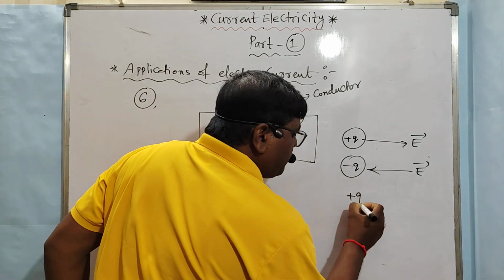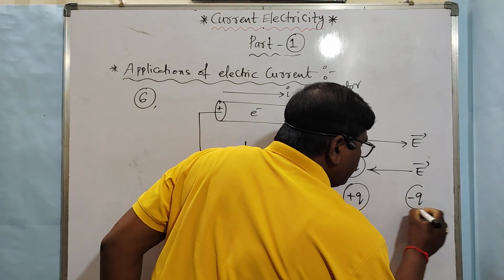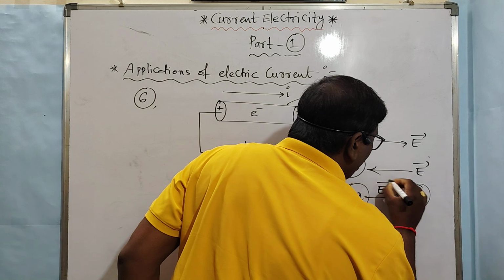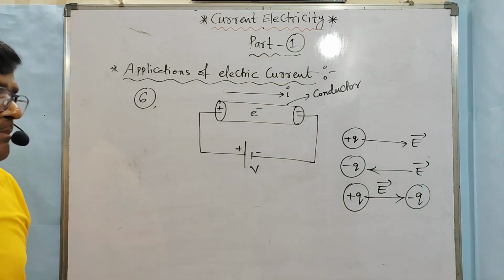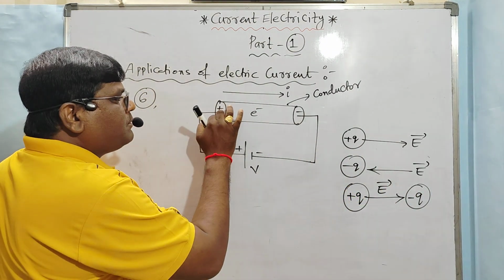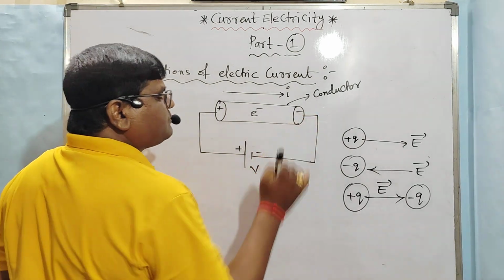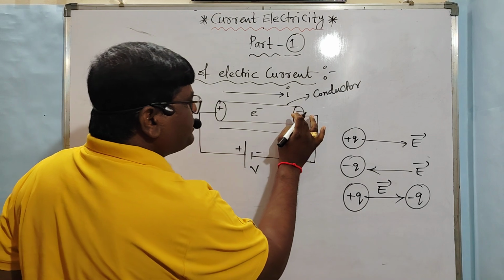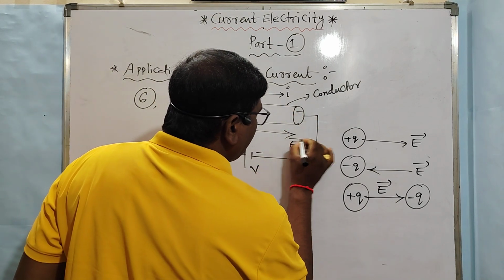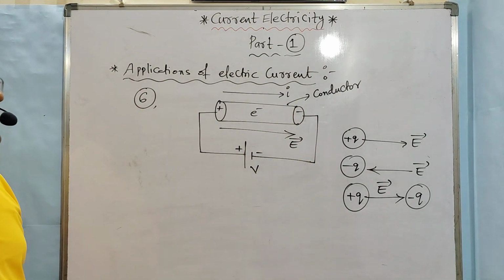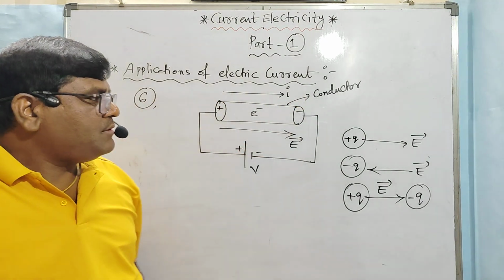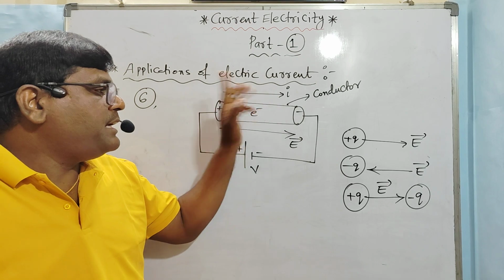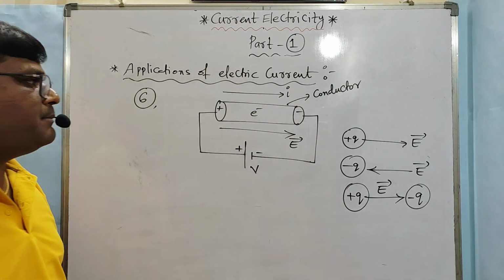For example, if it is here plus Q, and here negative charge minus Q, the electric field is always from plus Q to minus Q only. If it is here plus Q, the electric field is in this direction, from the positive charge to the negative charge. This is the direction of the electric field. The electric current is in this direction, and the electric field is also in the same direction as the current. Right, this is one of the points.